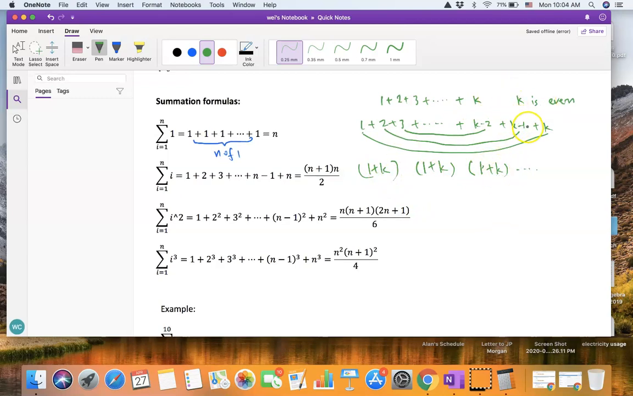Remember we said k is an even number, so in total there will be k over 2 of 1 plus k. Therefore, the sum of this we can compute using multiplication: we multiply 1 plus k by k over 2. That will give us the sum of this.